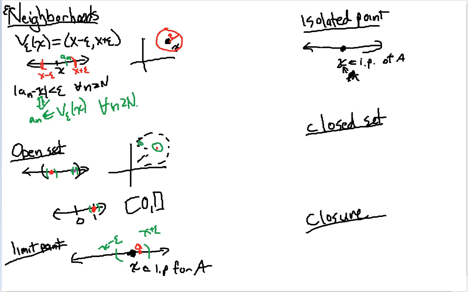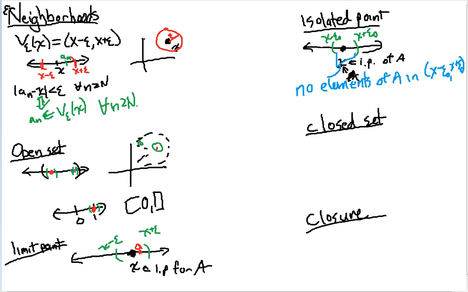It's an isolated point if you can draw some open interval around it for a fixed epsilon, just a single one. You only need one of them, so I'll call it epsilon naught. The key thing here is that if you look in here, there are no elements of A in this open interval.